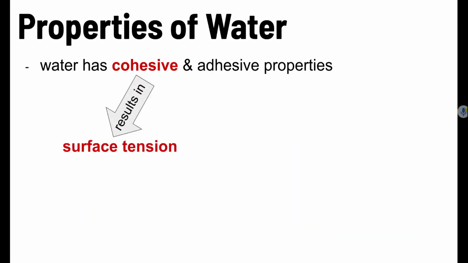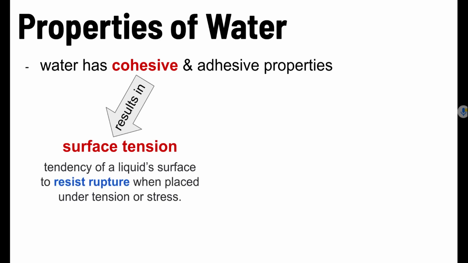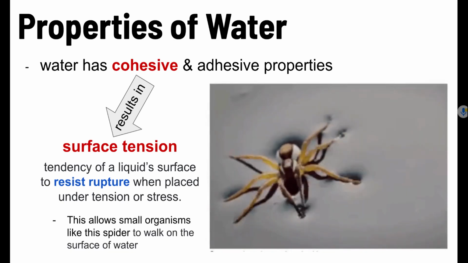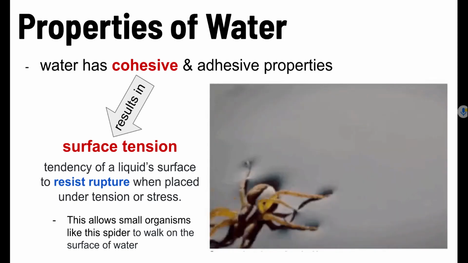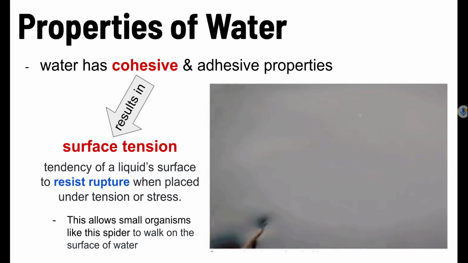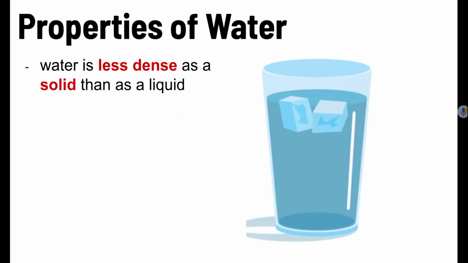Let me say one more thing about cohesion. Cohesion results in surface tension, and surface tension is the tendency of a liquid surface to resist rupture when placed under tension or stress. And here's an example. Surface tension allows small organisms like this spider to walk on the surface of the water.